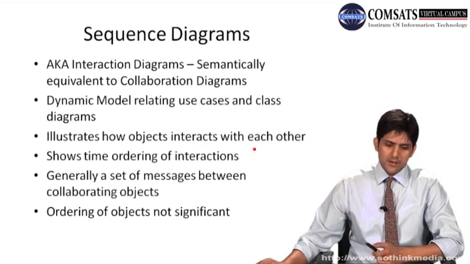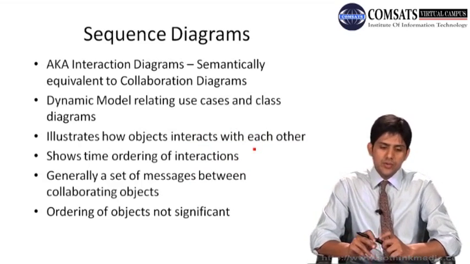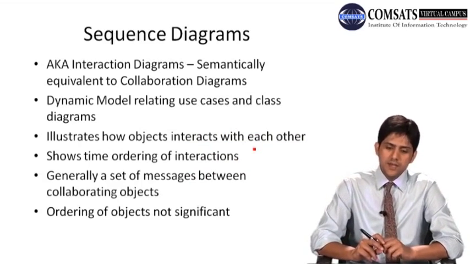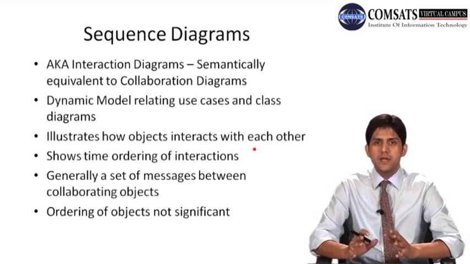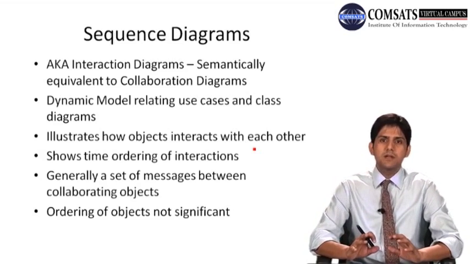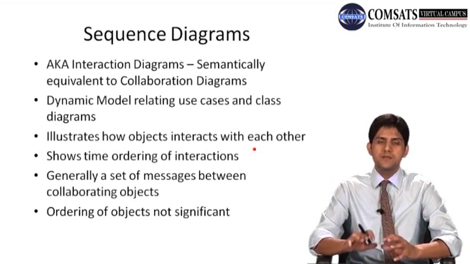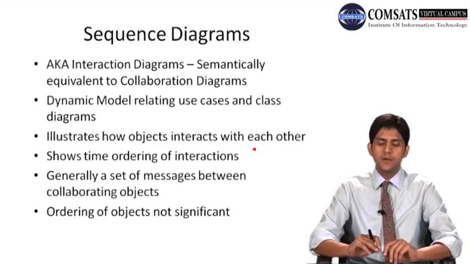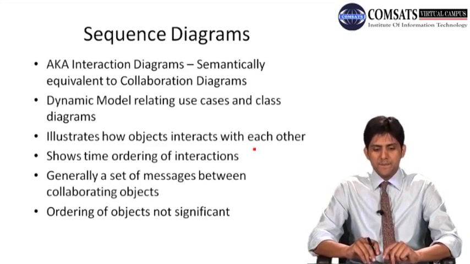Okay, so let's quickly go through it again. Sequence diagrams, also known as interaction diagrams, are semantically equivalent to collaboration diagrams. When we cover collaboration diagrams, you will know that semantically they are the same. What do we mean by semantics? It means the meaning of them, or what they represent, is the same. Both represent interaction between different objects. But there are differences in the syntax of both these diagrams.